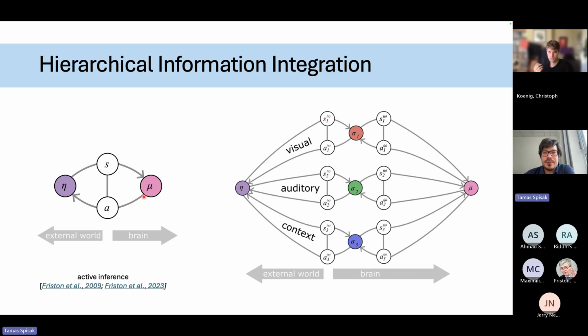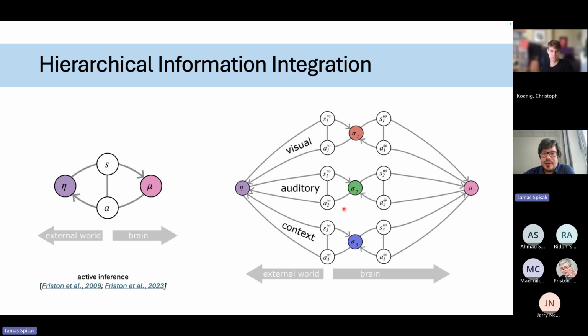So just very quickly, here eta and mu are the external and internal states, and they are connected by the sensory and active states, which introduce conditional independence between them. And as we know, as long as this specific conditional independence structure persists over longer temporal scales, the mu state will perform inference on the eta by minimizing free energy.